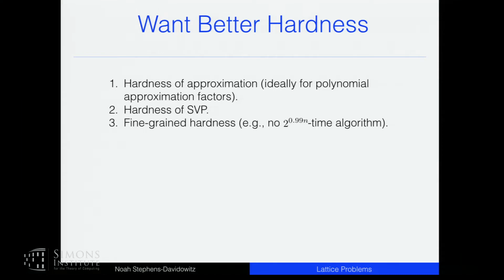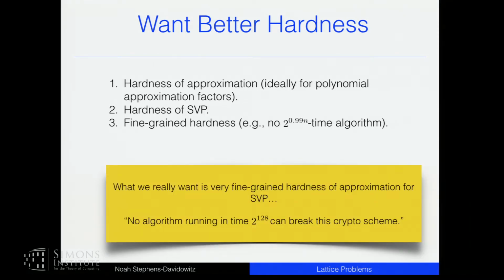By fine-grained hardness, I mean I'd like to rule out even a slightly faster algorithm for CVP. I'd like to rule out a 2^(0.99n) time algorithm. Actually, the reduction I already showed you, under a plausible complexity theoretic conjecture that I'll mention later, does rule out a 2^(n/100) time algorithm for CVP. So that was already known for quite a long time. But of course, what we really want is a very fine-grained hardness of approximation result for SVP.